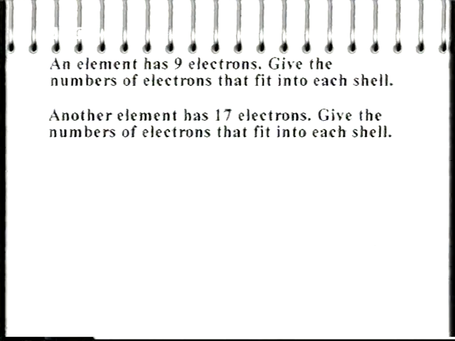Here's another question about atomic structure. An element has 9 electrons. Give the numbers of electrons that fit into each shell. Another element has 17 electrons. Give the numbers of electrons that fit into each shell.